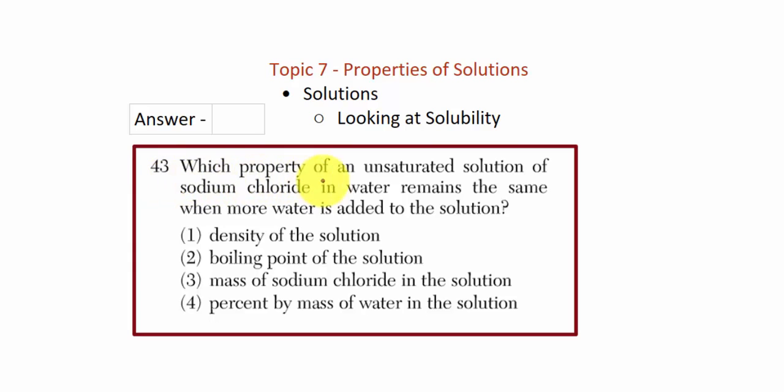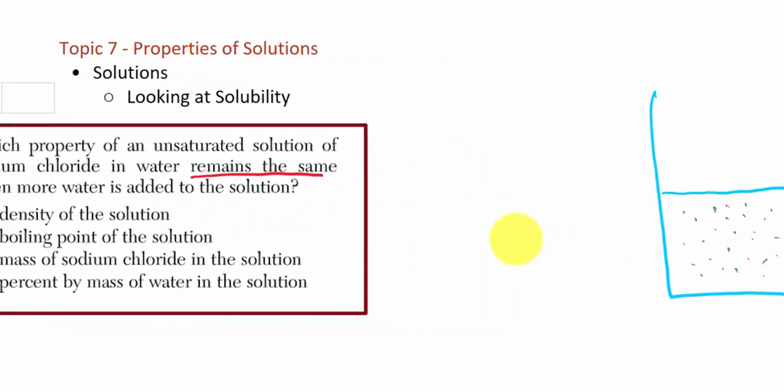Number 43. Which property of an unsaturated solution of sodium chloride in water remains the same when more water is added to the solution? Well, let's take a look at what our solution might actually look like. We have a container with water, and there's sodium chloride dissolved in it, here represented by the little green and red dots. Those are the ions of sodium and chloride. Now, if we come along and add more water, we raise the water line, and the sodium and chloride ions are going to have more space in which they can move around, but we're not changing the total number of them.